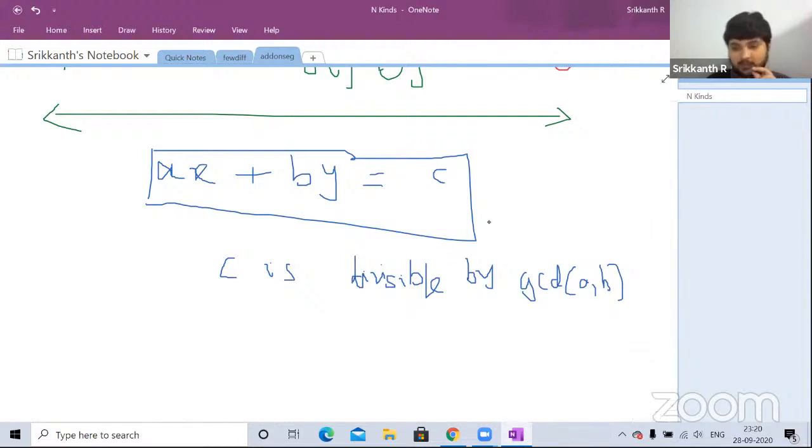So GCD is the greatest common divisor. Since the greatest common divisor of A and B obviously divides A and divides B, the left hand side is divisible by the GCD. So if the left hand side is divisible by GCD, obviously the right hand side is divisible by GCD as well. But that is kind of obvious. The unobvious part is that this is sufficient. As long as C is divisible by the GCD of A comma B, you can always find integers X comma Y which satisfy this property.